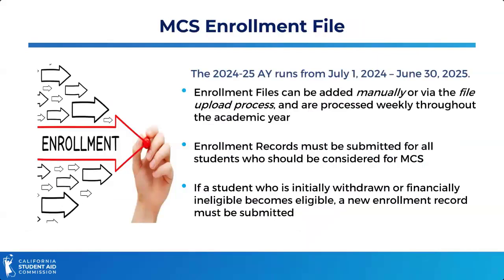Enrollment files can be added manually or uploaded for bulk upload, and these are processed weekly throughout the academic year. Enrollment records must be submitted for all students who should be considered for the middle class scholarship program. If a student who is initially withdrawn or is found financially ineligible, but after some verification is now found to be eligible, a new enrollment record must be submitted for that student.